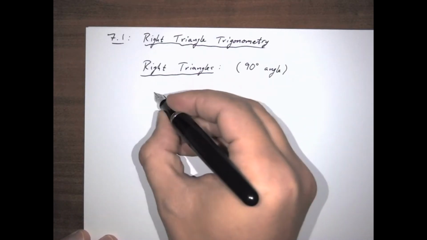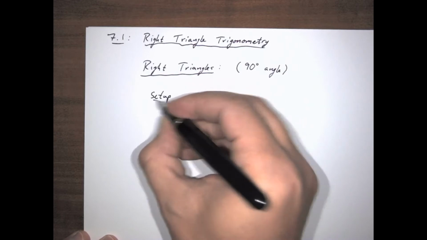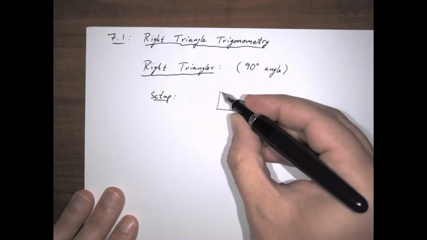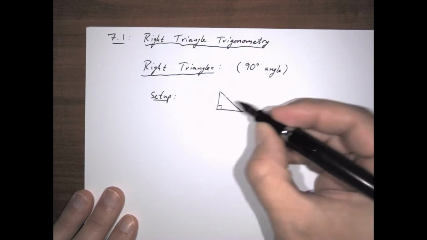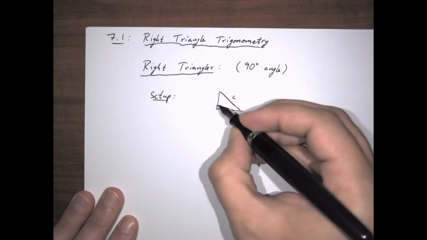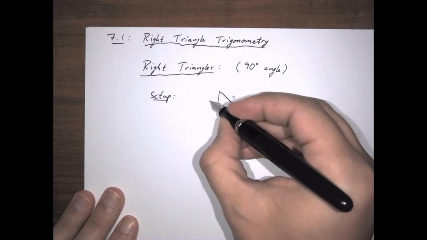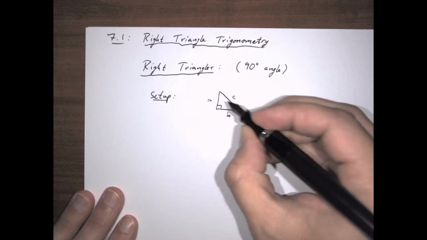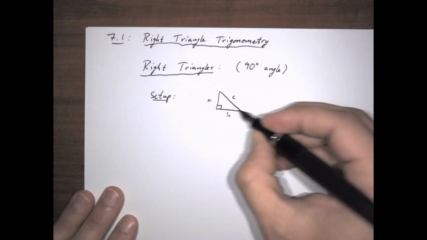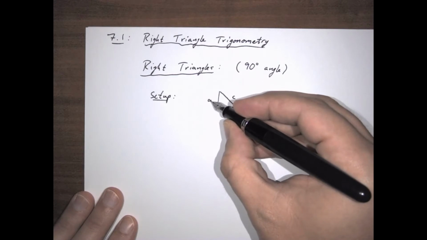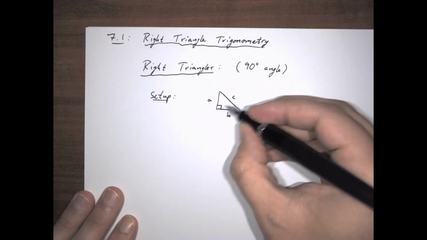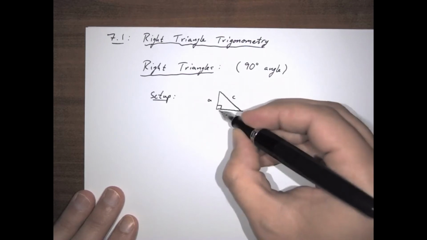Okay, so here's the basic setup for our right triangles. We will have some right angle, which we mark with a little square there. And then we call the side that is opposite that c. And then the other two sides will be a and b. And those two could be switched. There's nothing set in stone that makes this a and this b. It could be the other way around. c, however, is reserved for the side that is opposite the right angle.